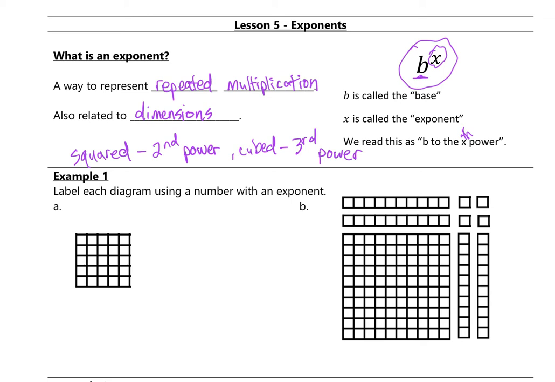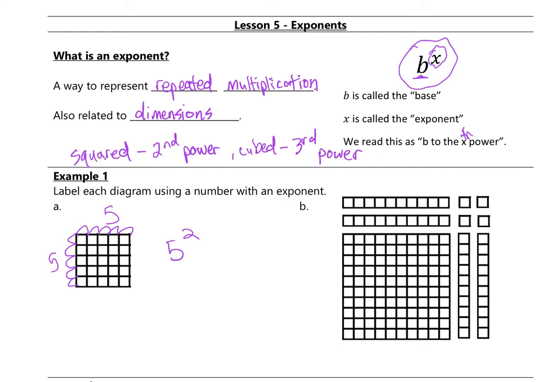So we're going to be asked to do a variety of things here, starting off with labeling each diagram using a number with an exponent. Part of this is cool. If we're talking about squaring a number, then we could actually make a square out of the numbers. So we would look at, how many squares are this way? That's 5. How many are this way? That's 5. So we can write this as 5 squared.